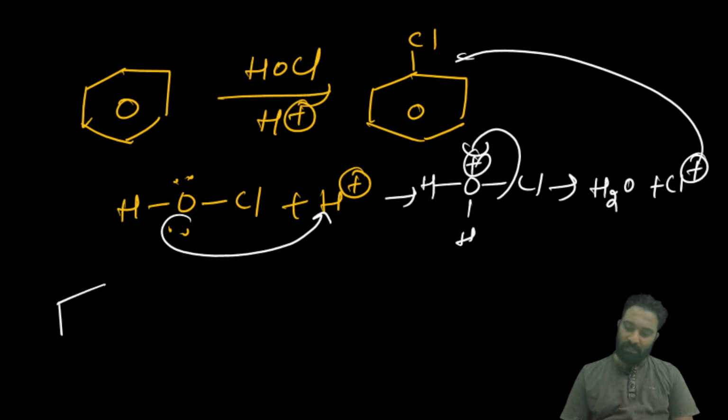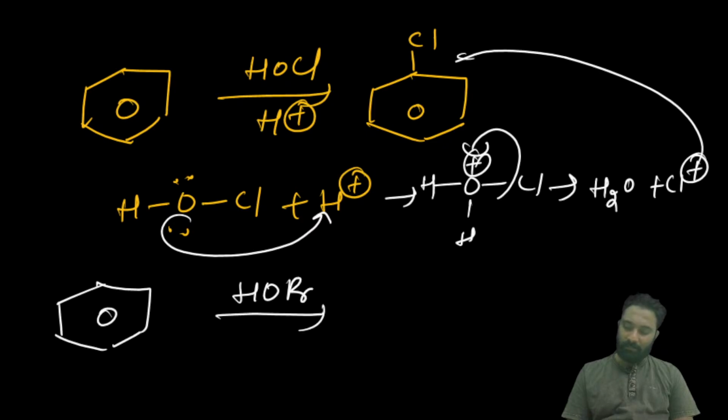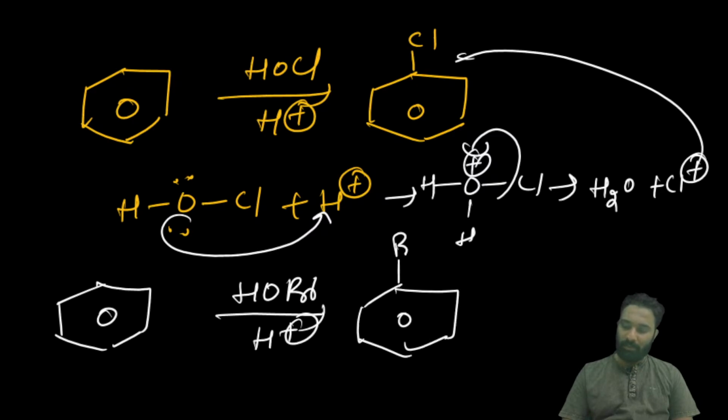Now if hypobromous acid plus H+ is given, then you will get the bromobenzene. Is it clear?